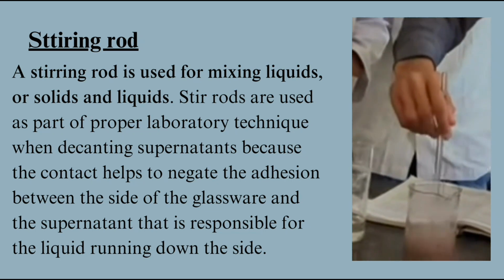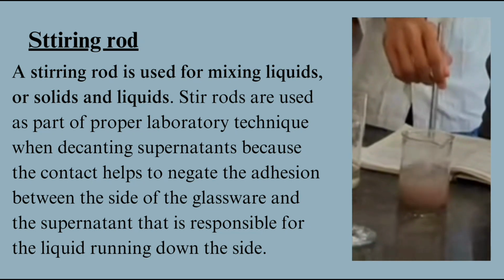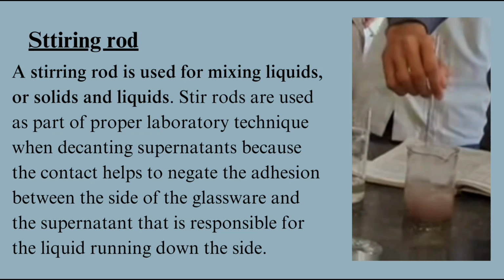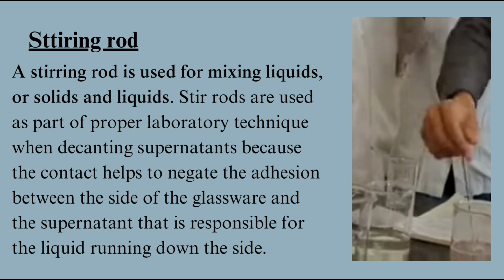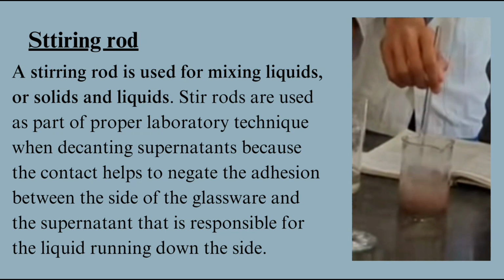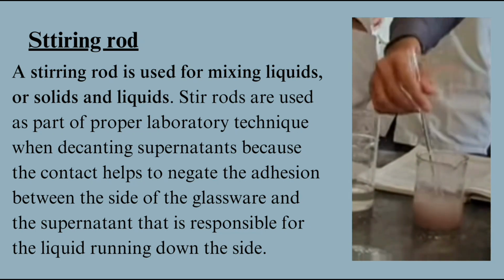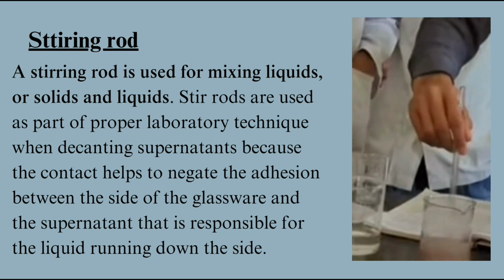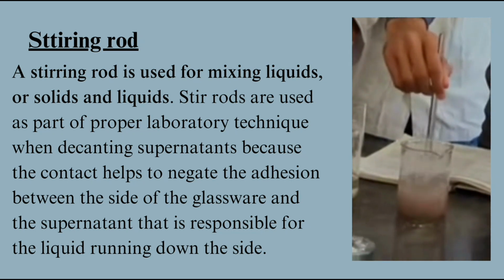Stirring rods. A stirring rod is used for mixing liquids, or solids and liquids. Stir rods are used as part of proper laboratory technique when decanting supernatant because the contact helps to negate the adhesion between the side of the glassware and the supernatant that is responsible for the liquid running down the side.